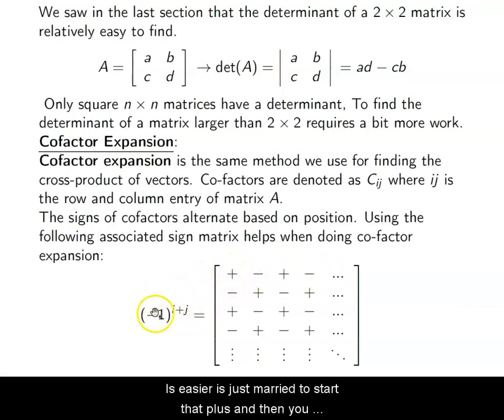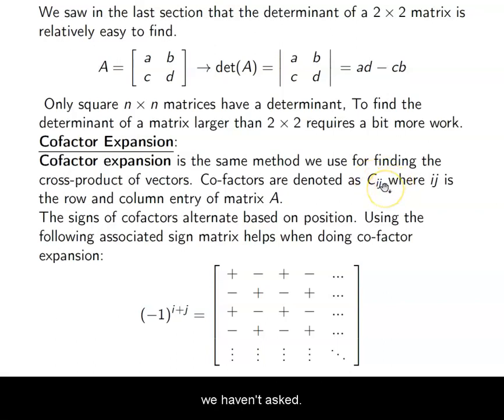You can use this formula, but it's easier to just remember this starts at plus, and then you alternate in signs this way, alternate in signs this way, and as you fill in the rest of the rows, or the columns, you continue to alternate signs. So this is not the cofactor value, but it is the sign attached to our cofactor. We haven't actually talked about how to find the actual cofactors yet, but we do know how to determine what the sign is going to be.